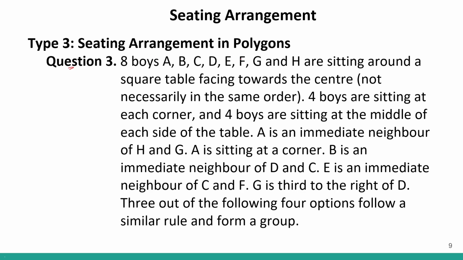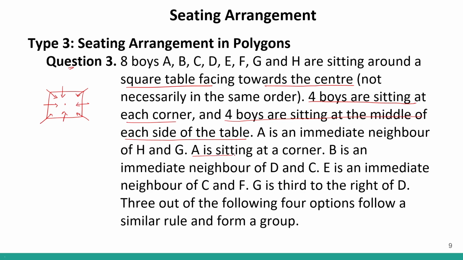Question number 3, 8 boys are sitting around a square table facing towards the center. So there are 8 boys facing towards the center. 4 boys are sitting at each corner and 4 boys are sitting at the middle of each side of the table. So we have 4 boys over here and we have 4 boys over here, and everybody is facing towards the center of the table. Correct?